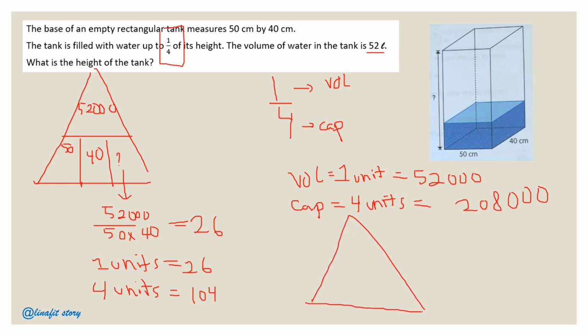To get the capacity is length times breadth times the height of the tank. The capacity is 208,000, the length is 50, the breadth is 40. So to get the height of the tank is 208,000 divided by 50 times 40 equals 104 cm.